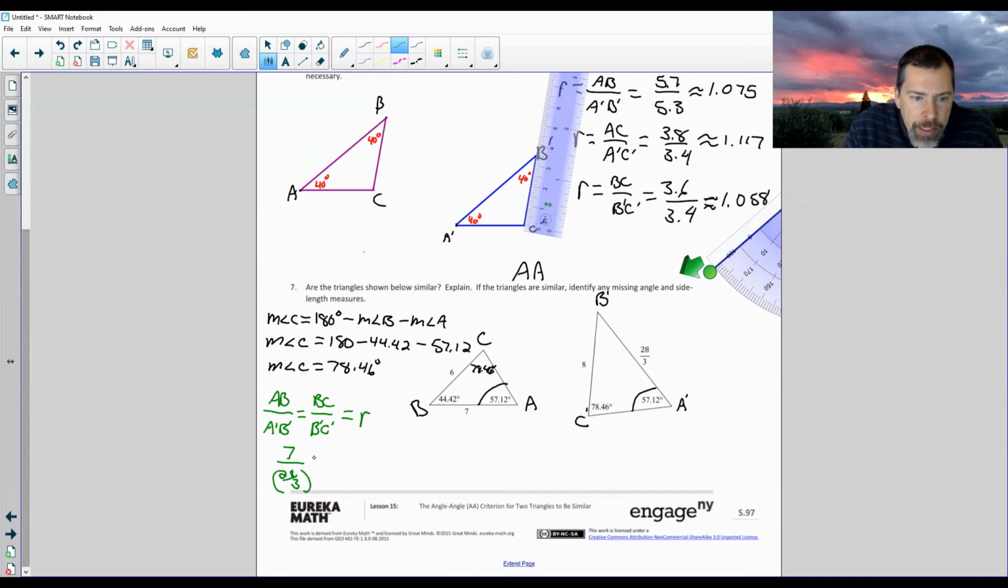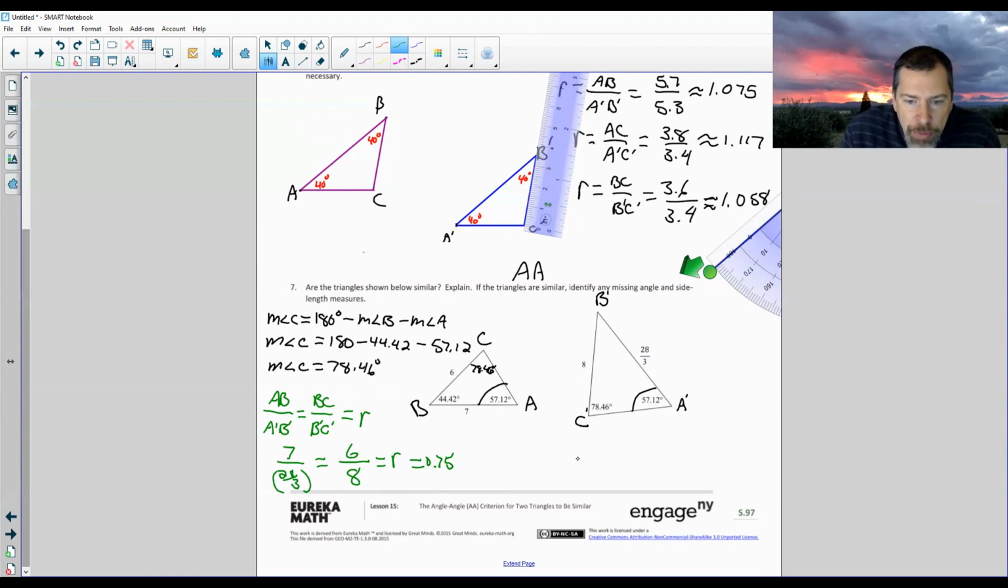28 thirds has to equal BC, which is 6, divided by B prime C prime, which is 8, has to equal R. And 6 over 8 is 3 over 4 reduced, which is 0.75. So I just need to determine that 7 divided by 28 thirds is 0.75. I'm not using my calculator.